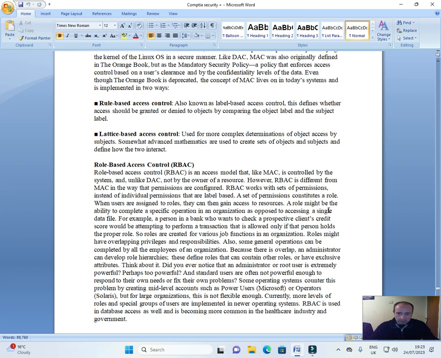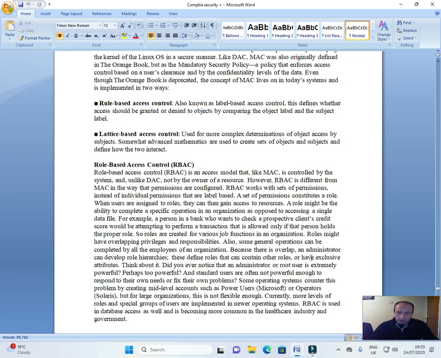A role might be the ability to complete a specific operation in an organization as opposed to accessing a single data file. For example, a person in a bank who wants to check a prospective client's credit score would be attempting to perform a transaction that is allowed only if the person holds the proper roles. So roles are created for various job functions in an organization. Roles might have overlapping privileges and responsibilities. Also, some general operations can be completed by all the employees of an organization.